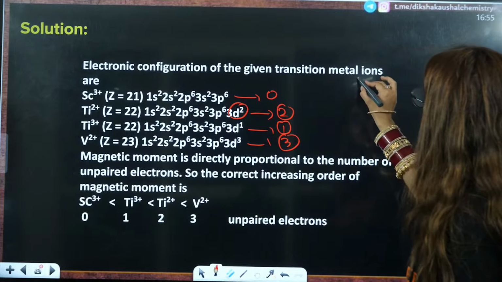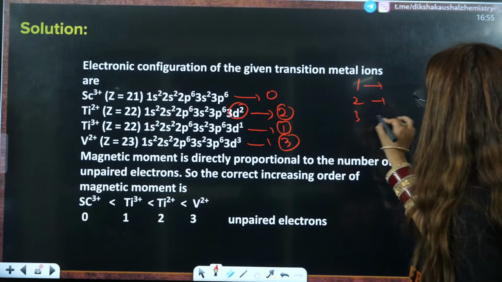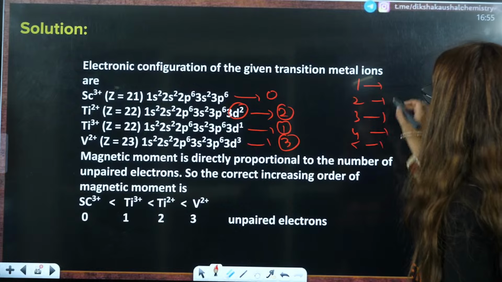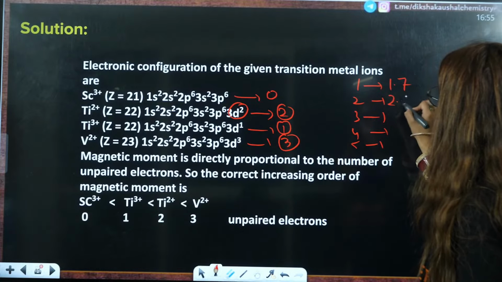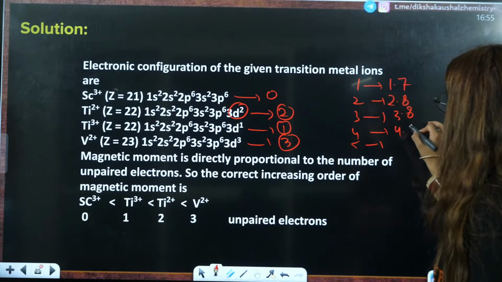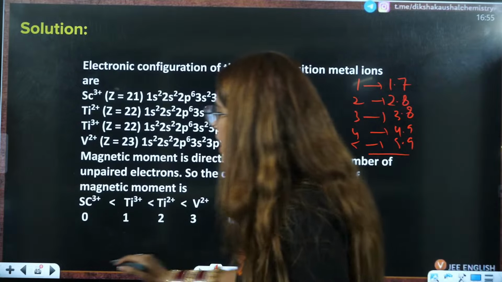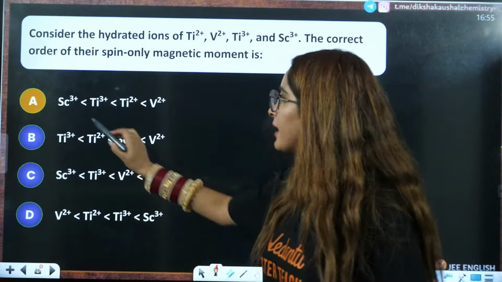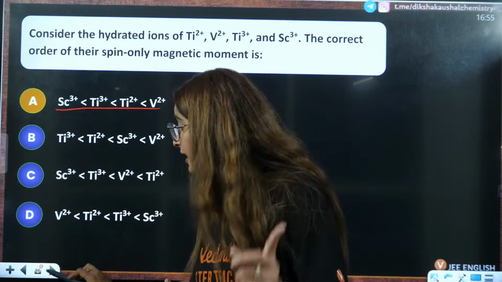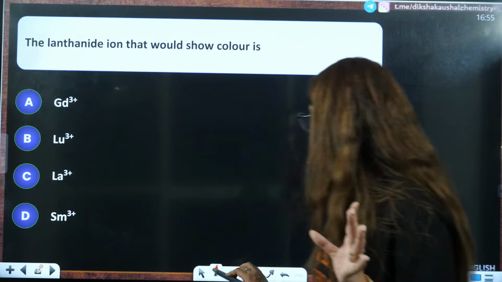So for unpaired electrons, if it is 1, 2, 3, 4, 5, the magnetic moment is 1.7, 2.8, 3.8, 4.9, 5.9. That will be your magnetic moment here, and according to that you can easily answer that. That is a very important question.